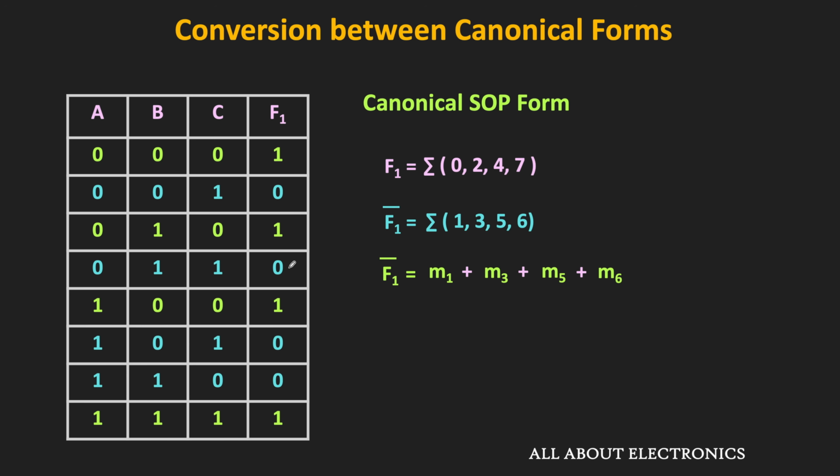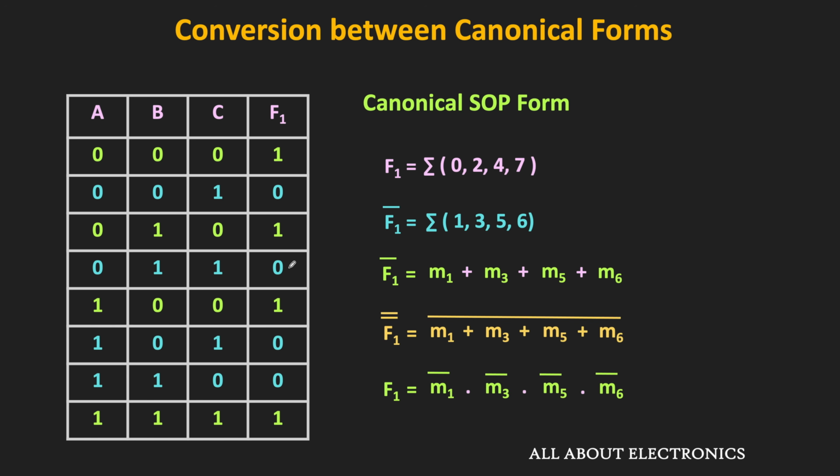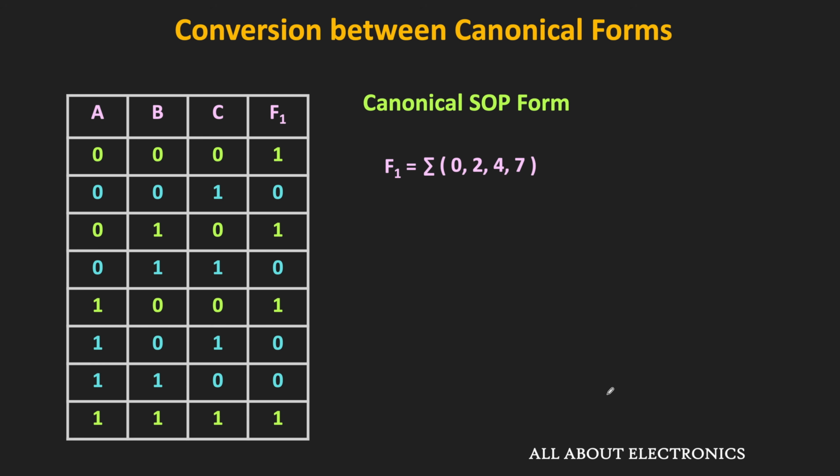Now once again, if we take the complement of this f1 bar, then we will get the f1. And using De Morgan's law, we can write it as m1 bar dot m3 bar dot m5 bar dot m6 bar. And as we have seen, these min terms are the complement of the max terms. That means if we take the complement of these min terms, then we will get the corresponding max terms. That is equal to M1 dot M3 dot M5 dot M6. That means in the canonical POS form, this expression can be written as M1 dot M3 dot M5 dot M6. Or in more abbreviated form, it can also be written like this.